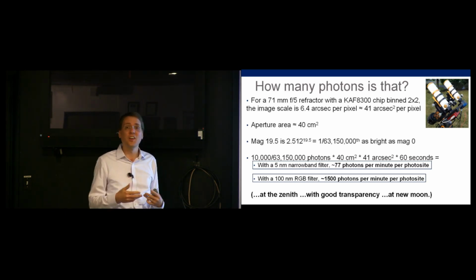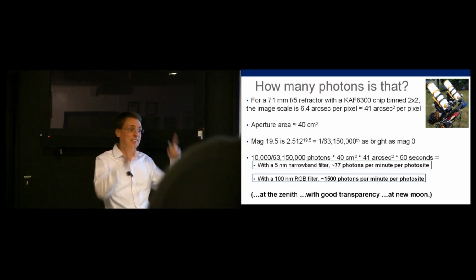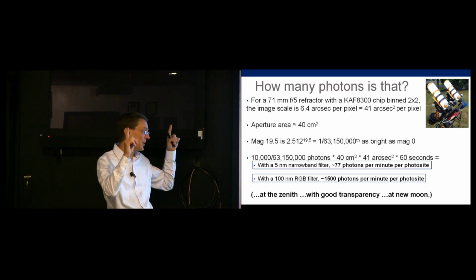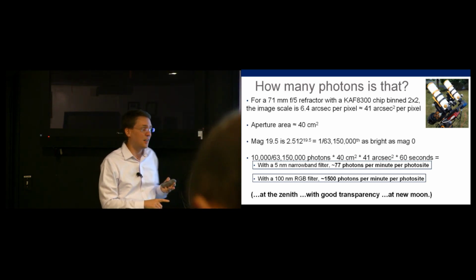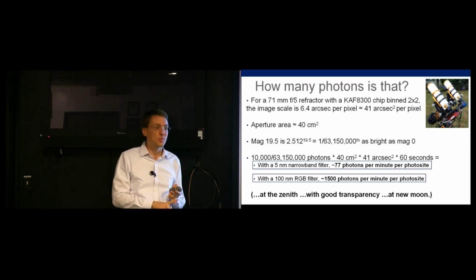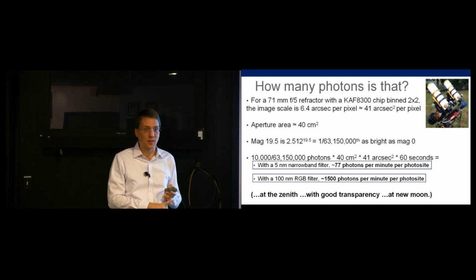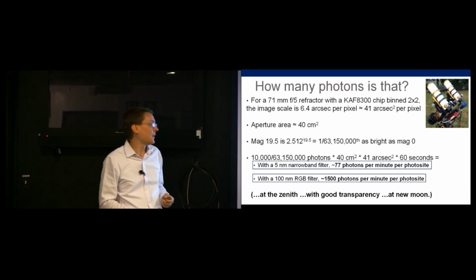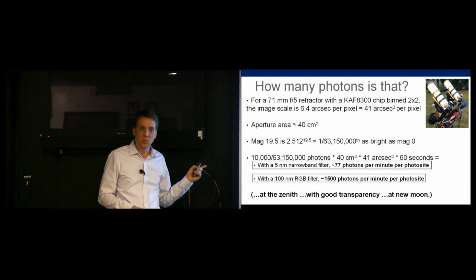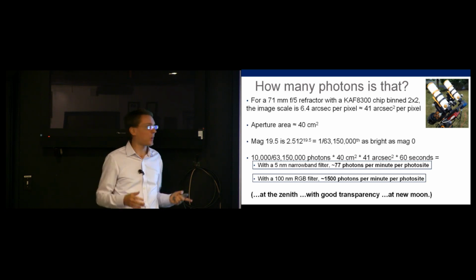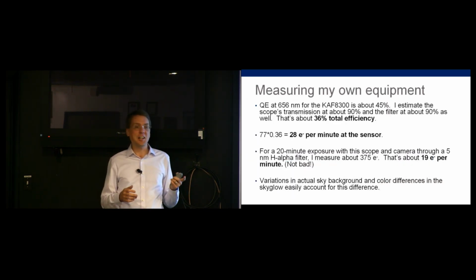And this is all under ideal circumstances, right? This is at the zenith, looking straight up, with good transparency, and assuming you don't have other sources of light pollution like the moon. Is this true? Does the math work out? I said, let's go check.